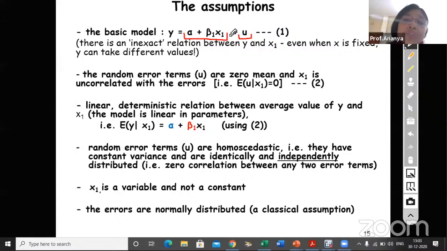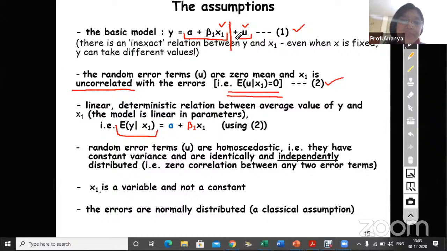So these are two distinct parts. There is no correlation between the errors and the x's. There is no overlap between the deterministic part and the random part. Formally, we can write this: given the x's, the errors have zero mean. Now, if you put 1 and 2 together, you can see that because the errors have zero mean, there is an exact relation between the average value of y and x.